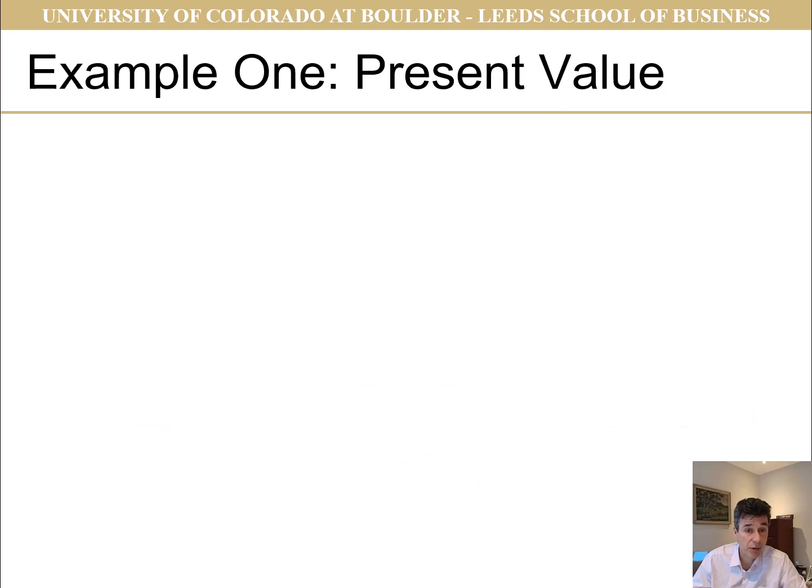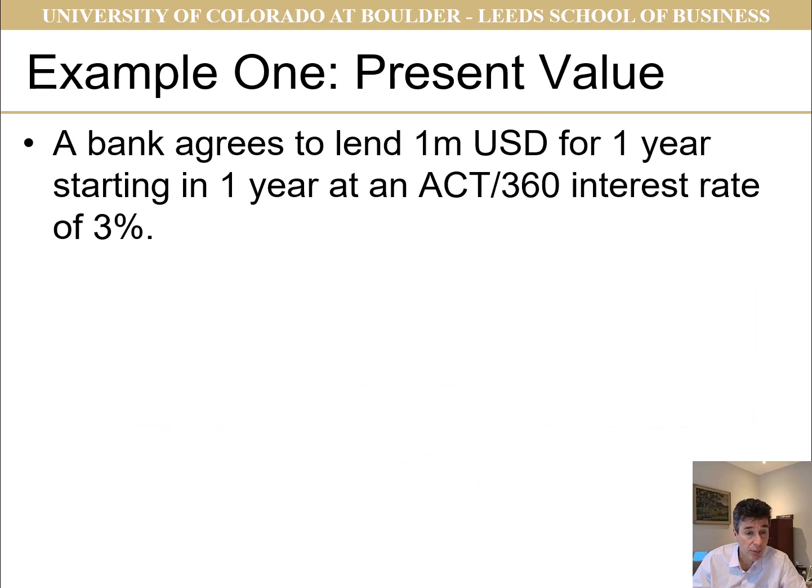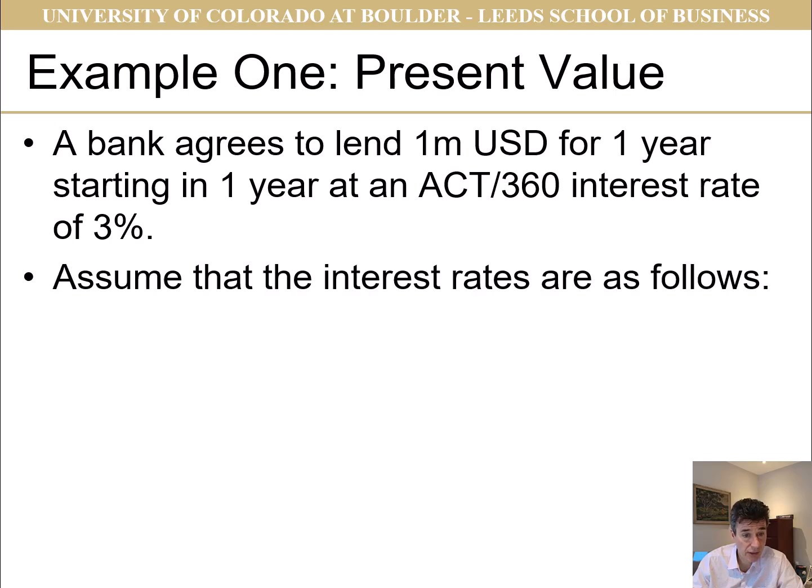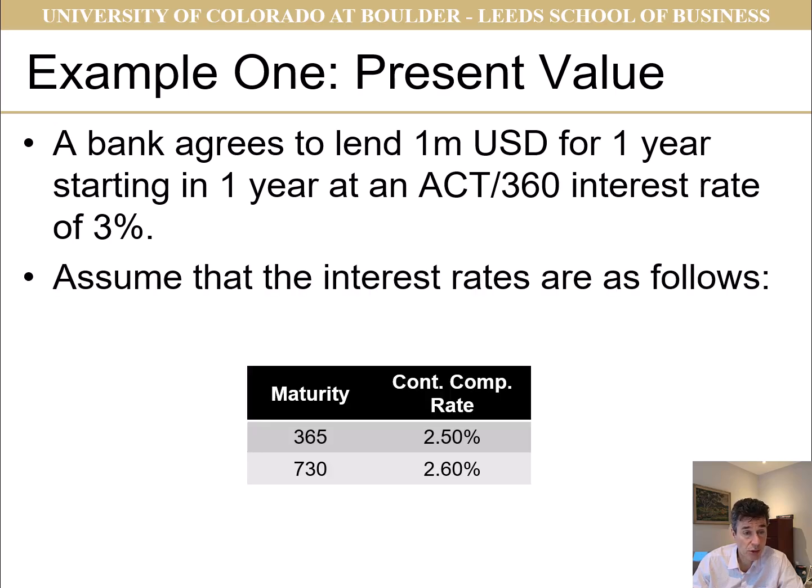Let's work an example. So we're going to find the present value of a loan. A bank agrees to lend that $1 million for 1 year starting in a year on an actual 360 interest rate of 3%. We're going to assume the following interest rates. The 365-day continuously compounded rate is 2.5%. The 730-day continuously compounded rate is 2.6%.